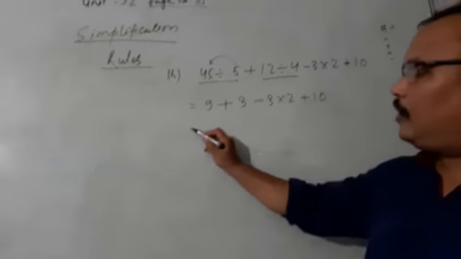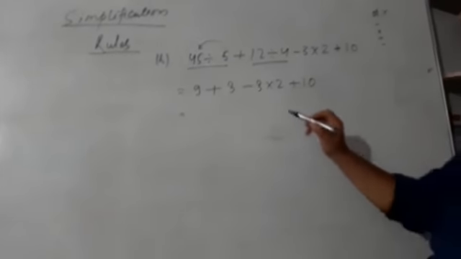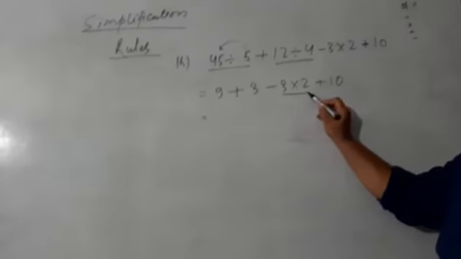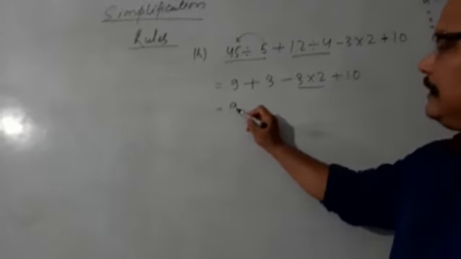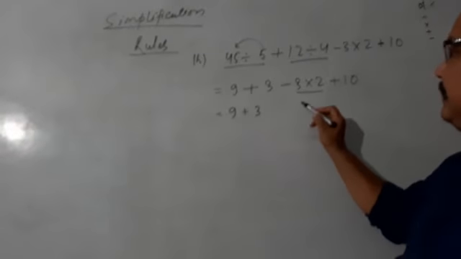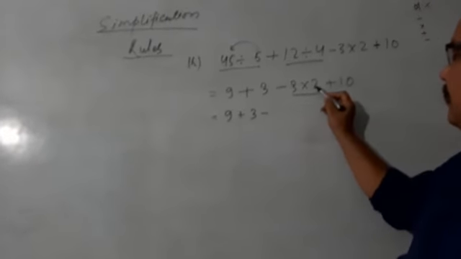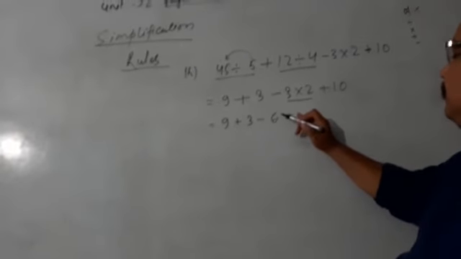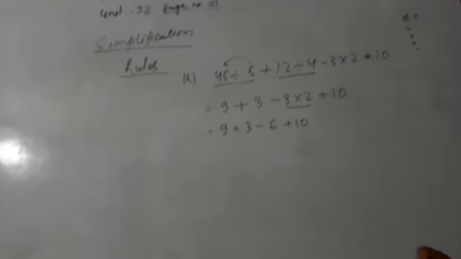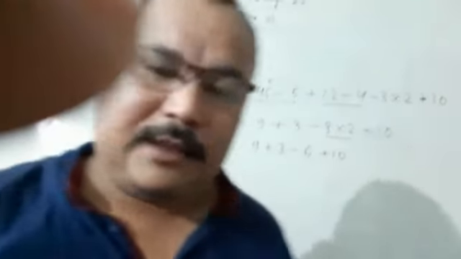So what do we do? In the rules we do multiplication. So multiplying is here. You write this as it is, this number as it is, and the minus sign is here. 3 into 2 is 6, plus 10. Now what do you do? Divide you did, multiplication you did, and addition and subtraction are the remainder.